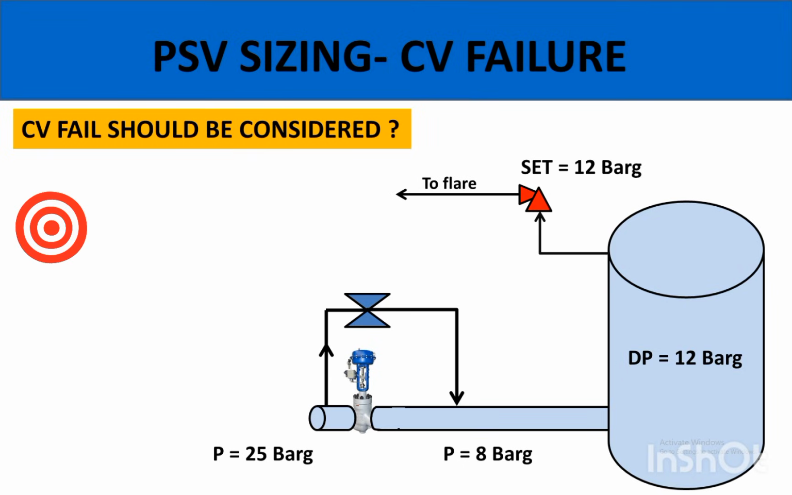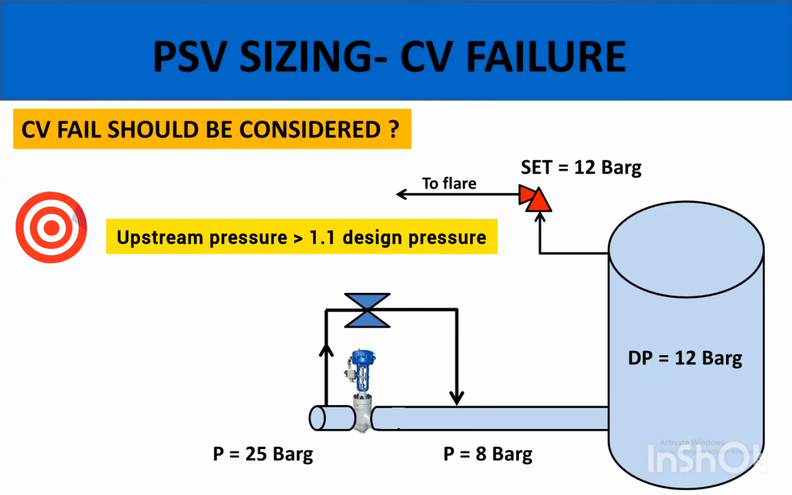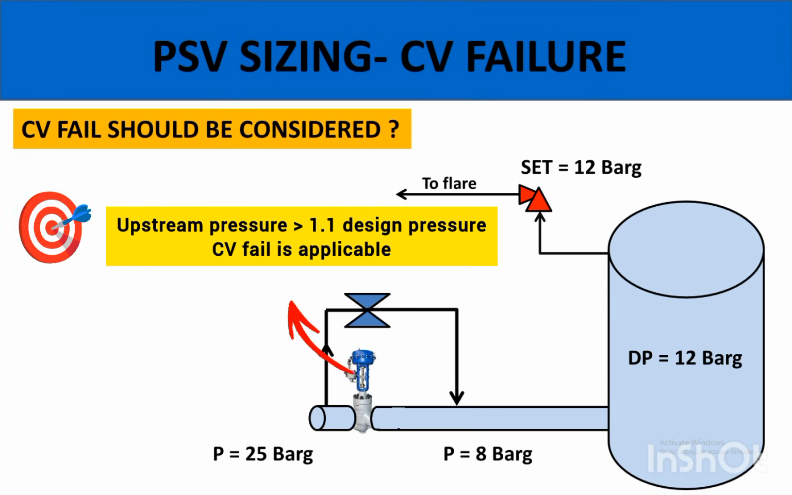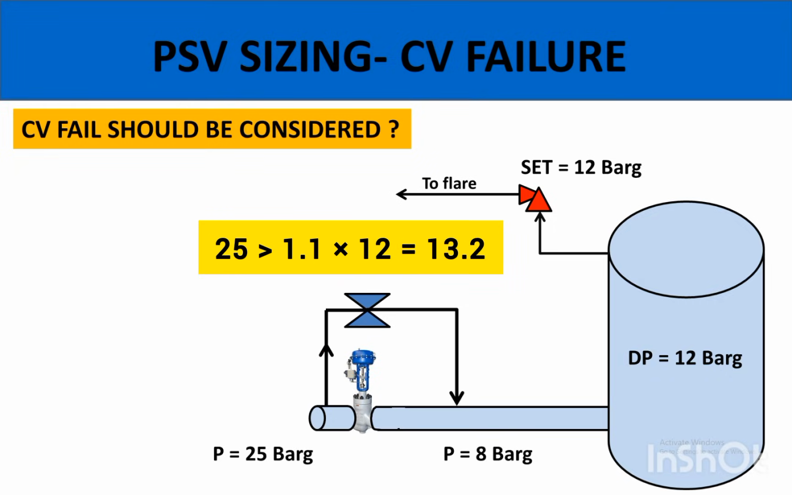Here is the simple equation that many design practices rely on, and that inequality states: if the maximum operating pressure is greater than 1.1 times the set pressure of the downstream equipment, a control valve failure should be considered. In this case, as you can see, 25 bar gauge exceeds 1.1 times 12 bar gauge. This means that control valve failure should be considered and analyzed, and we want to learn how to find its relief load.